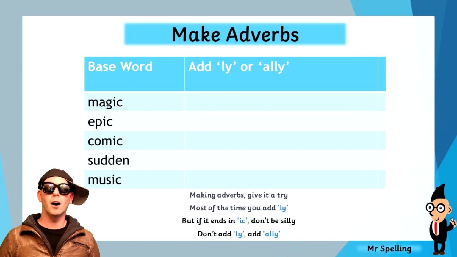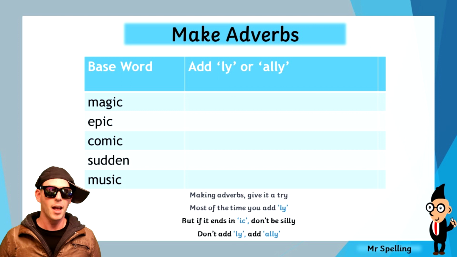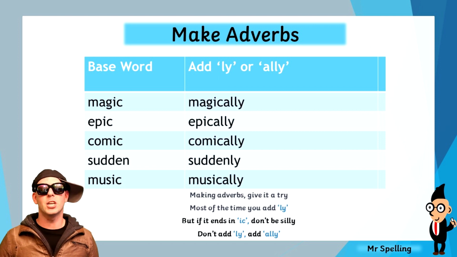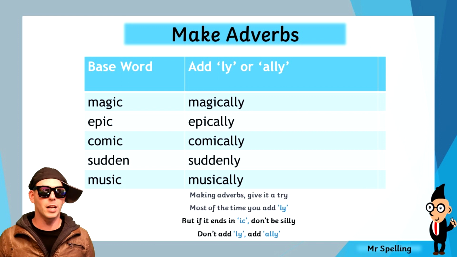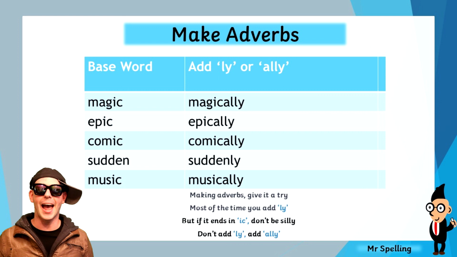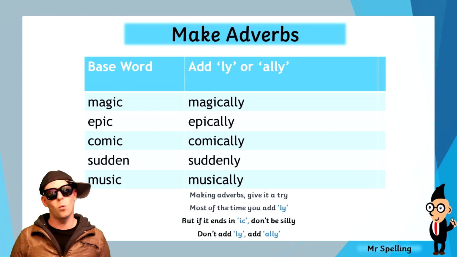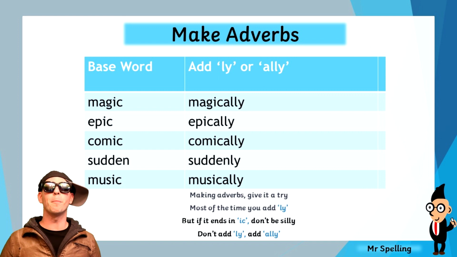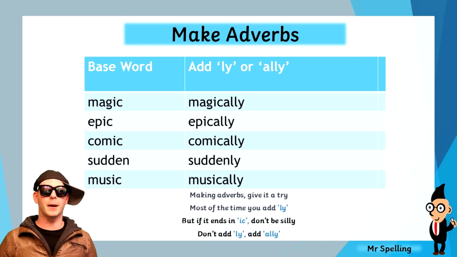Did you complete the activity? If you need more time, you can pause the video. If not, I'll get to the answers now. The answers are magic, it ends in ick, so you add ally and it becomes magically. Epic, again, it ends in ick, so you add ally and the answer is epically. Comic, once again, it ends in ick, so I hope you added ally and comic becomes comically.